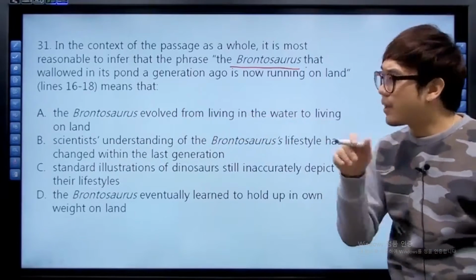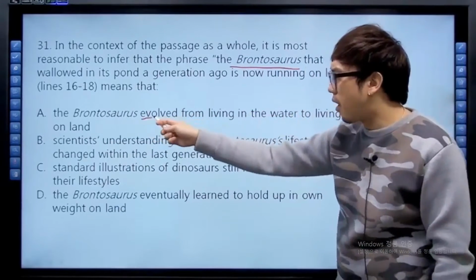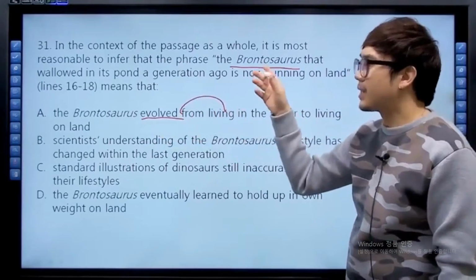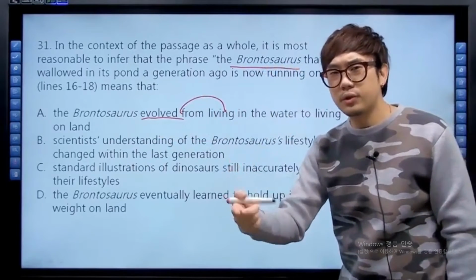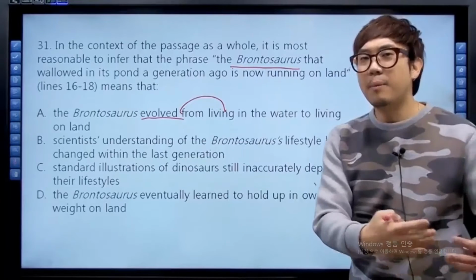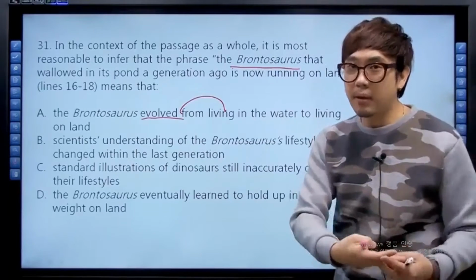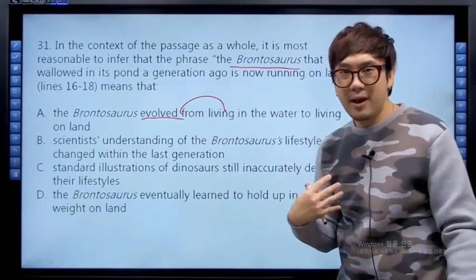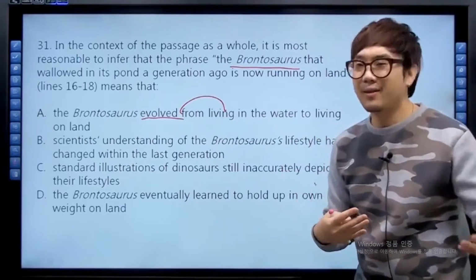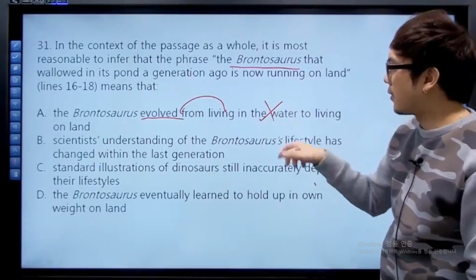No, not really. We're not really talking about evolved from, because what we're saying is that we were picturing Brontosauruses living in the water, but now scientists are saying that they were more energetic, active and capable, and so now they're living on land, meaning they lived on land. That's what we're talking about. So this is not out of the question.